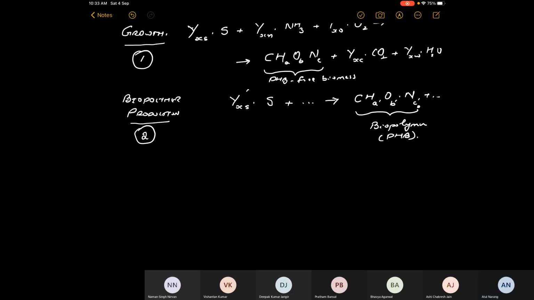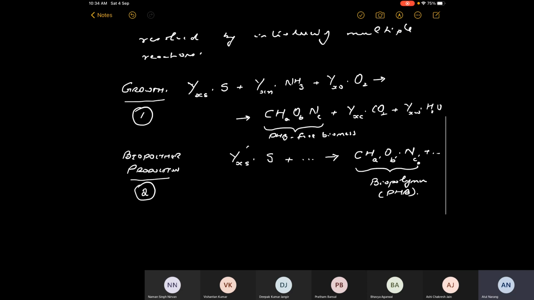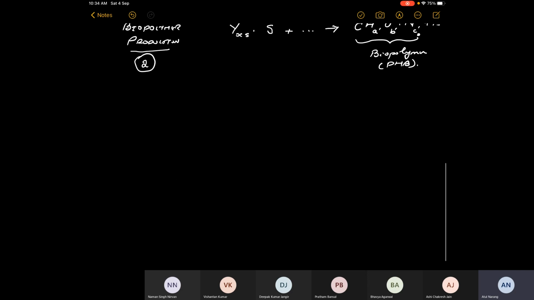So again, you have two reactions now, and the question would be how to expand on this model. I think I'll cover that next time.